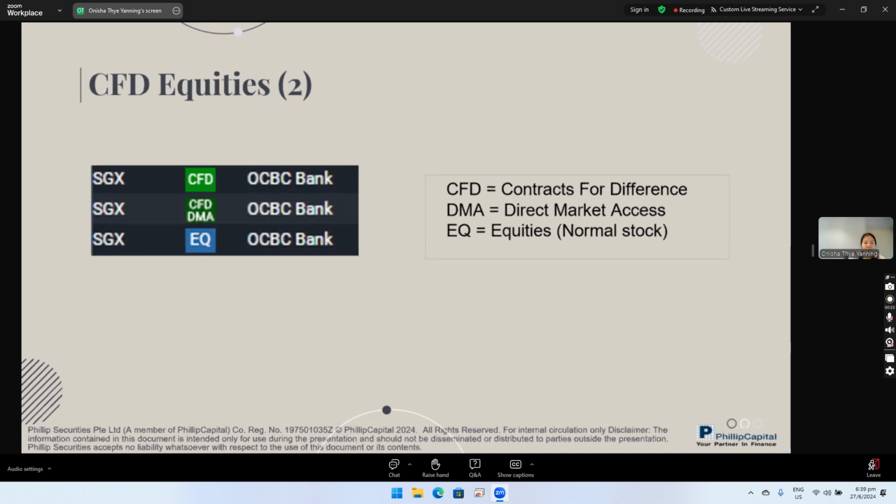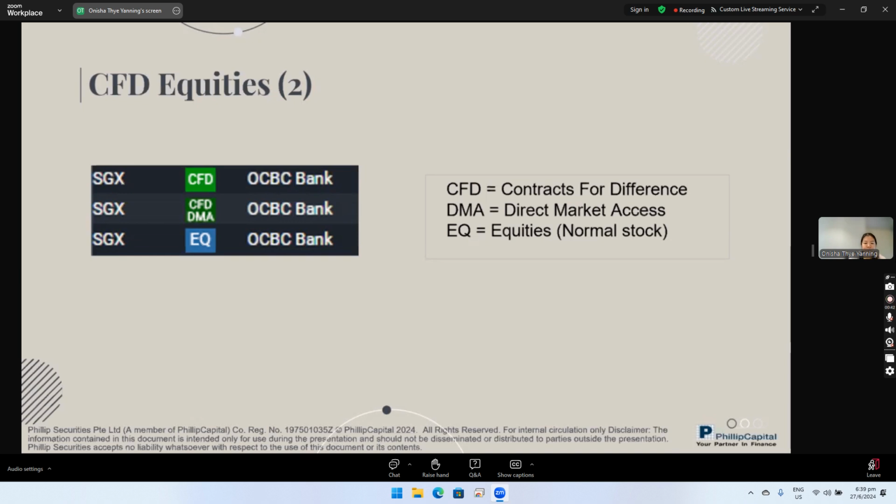Okay, so this is important for you to know: here we have 3 different types. If you type OCBC, 3 different types of OCBC will pop up. So we have CFD, we have DMA, and we have equities. CFD is the normal contract for difference. DMA is the direct market access, whereas equities is the normal stock that you normally trade.